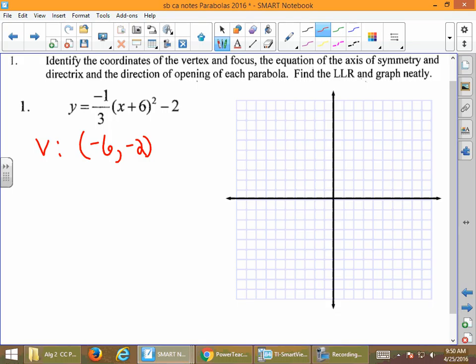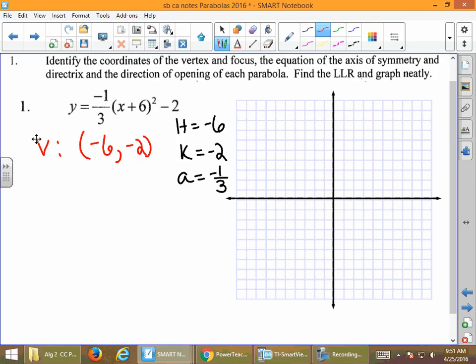Whatever the sign is on the outside is going to remain the same. While we're thinking about it, let's write over here that h equals negative 6, k equals negative 2, and a equals negative 1/3, because those are the values that we're going to need as we work through these different types of problems.